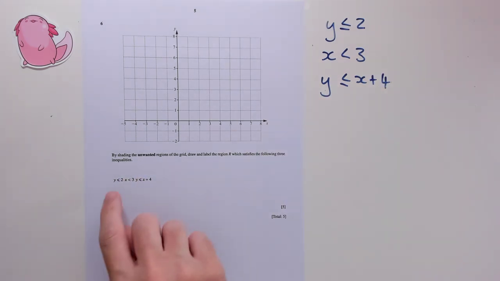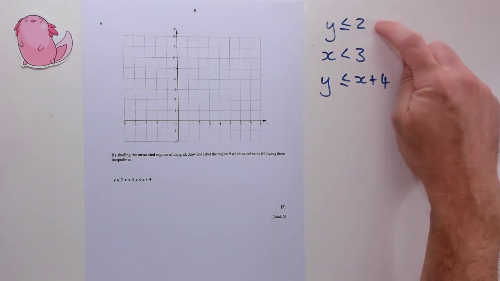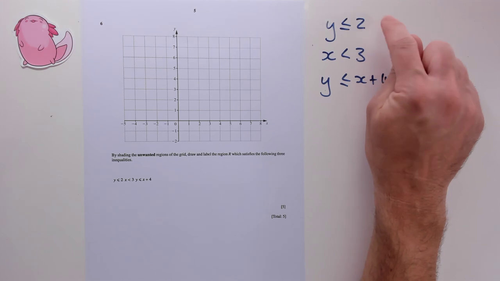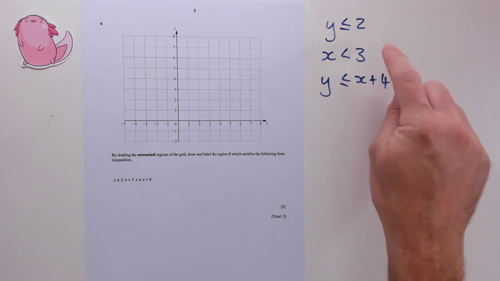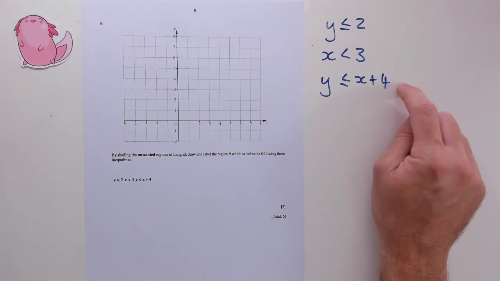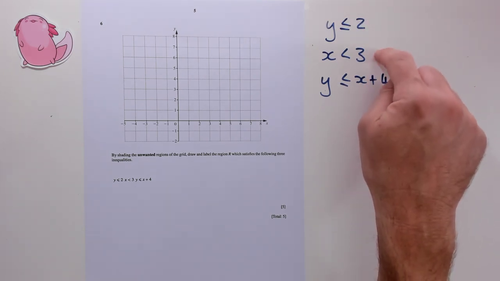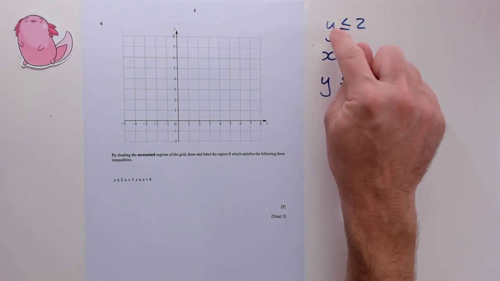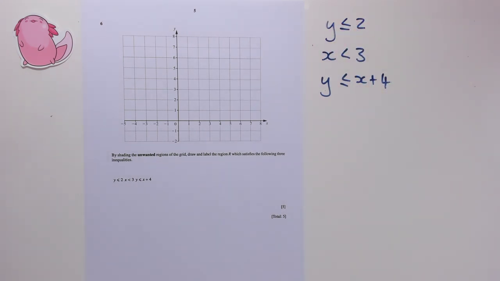You can't read them there, so I just wrote them here. If you can, good for you, but just make life easier for all of us. Y is smaller or equal to 2, X is smaller than 3, and then Y is smaller or equal to X plus 4. So we're going to have to draw all these. Now these two are pretty quick and straightforward because they are special lines, as there's no X or Y value. So let's start with the first one, which is Y is smaller or equal to 2.